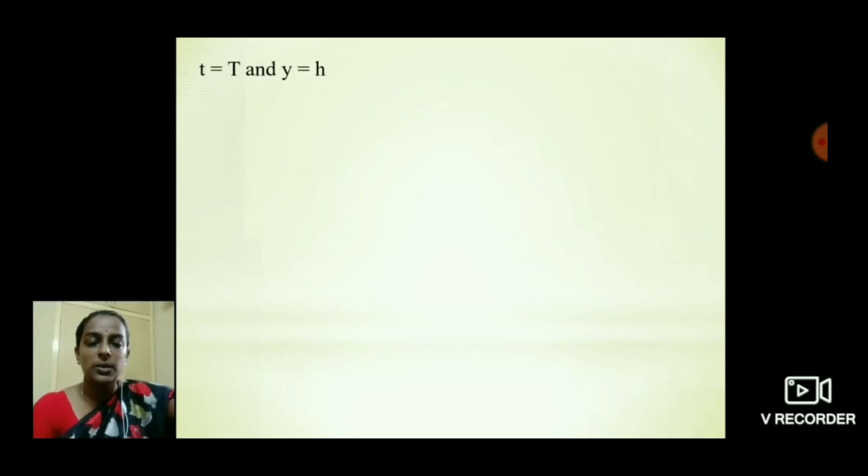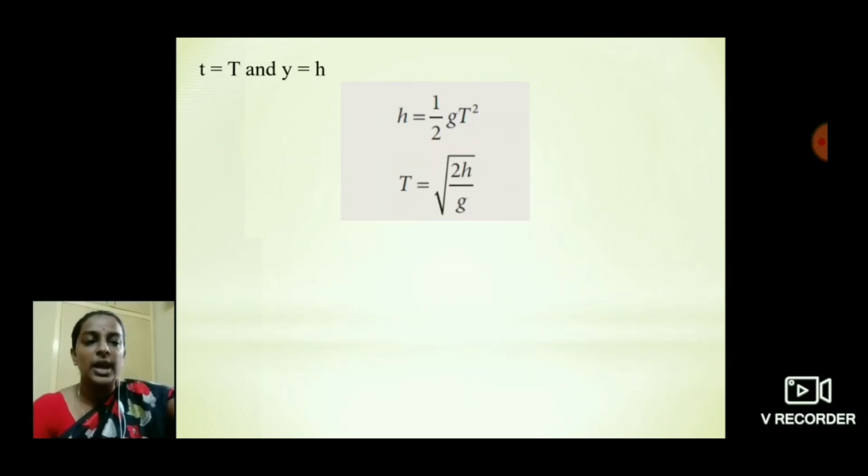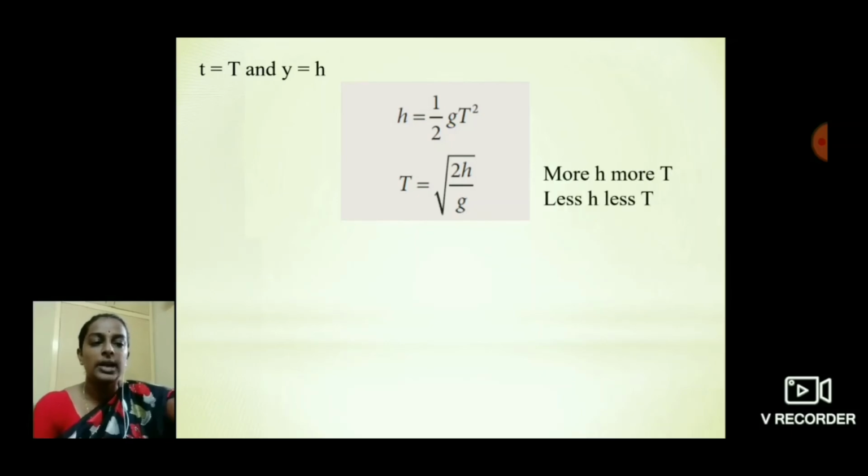T is equal to capital T and y is equal to h. We get h is equal to 1 by 2 gt square, and t is equal to root of 2h by g. When h is more, t also will be more, and when h is less, t also will be less. Speed of the object is given by v ground is equal to root of 2gh.